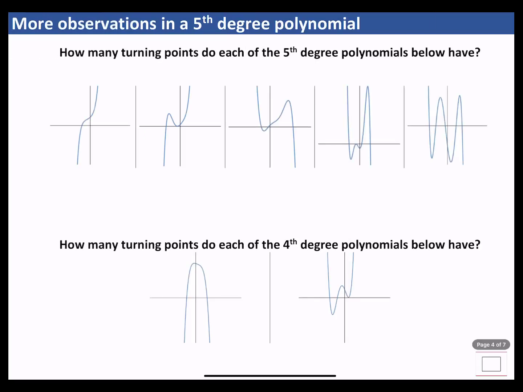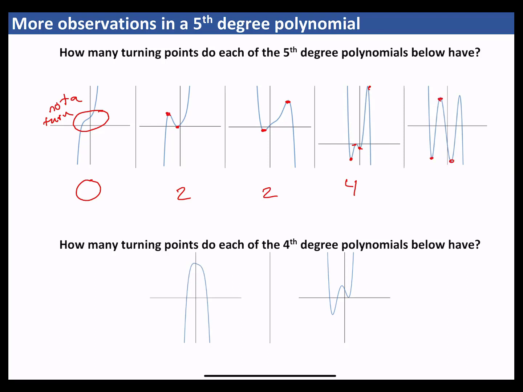Next, we're going to look for a relationship between the number of turning points and the degree of a polynomial. Pause the video and determine the number of turning points for the fifth degree polynomials and then the fourth degree polynomials below. We notice from left to right that the fifth degree polynomials have 0 turning points. So this little change in shape is not actually a turning point. Then 2 turning points. The third graph also has 2 turning points. And then 4 turning points and 4 turning points again.